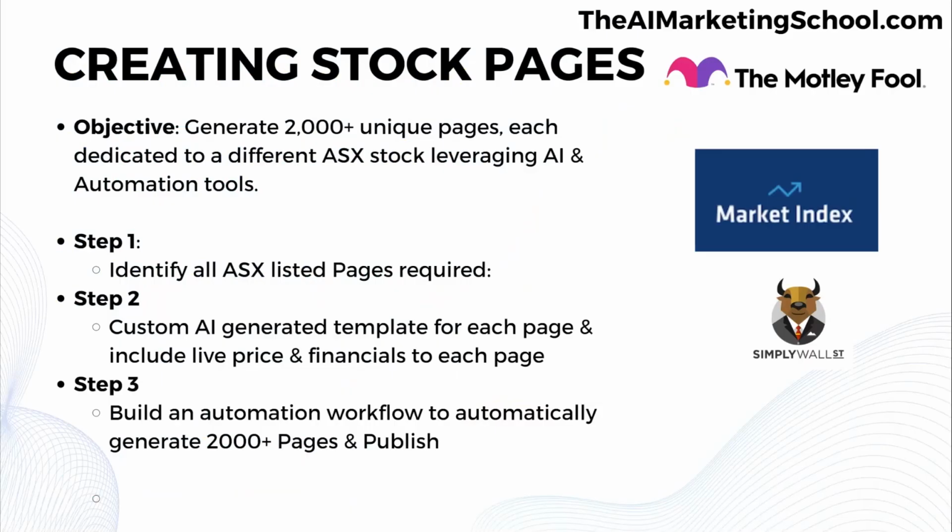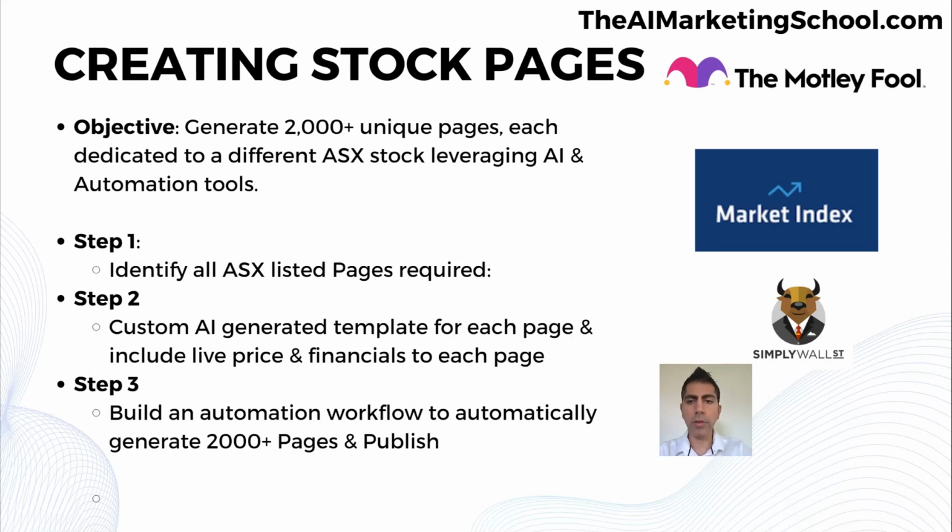Okay, let's break this down. How are we going to create these 2,000 pages, and what are these pages? What we want to do is create a page for every single stock listed on the ASX. So, for example, BHP would have its own page, Commonwealth Bank would have its own page, ANZ, and so on for every single listed ASX stock. So that's what we're trying to do. We're trying to generate 2,000 of these unique pages for every single stock listed on the ASX.